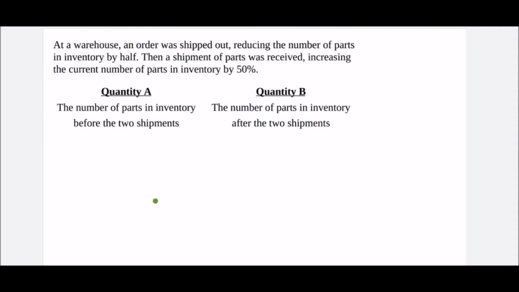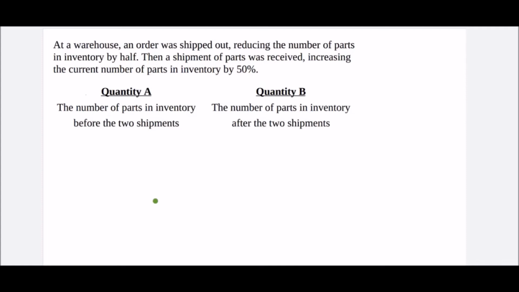Here is our next question. At a warehouse, an order was shipped out, reducing the number of parts in inventory by half. Then a shipment of parts was received, increasing the current number of parts in inventory by 50%. For quantity A, we have to find the number of parts in inventory before the two shipments, and for quantity B, the number of parts in inventory after the two shipments. We have to use the same condition as we used for the previous two questions.